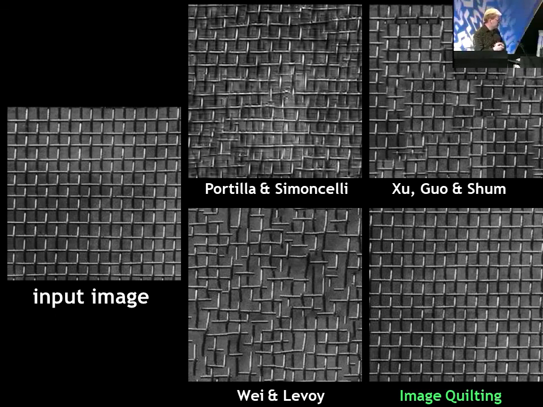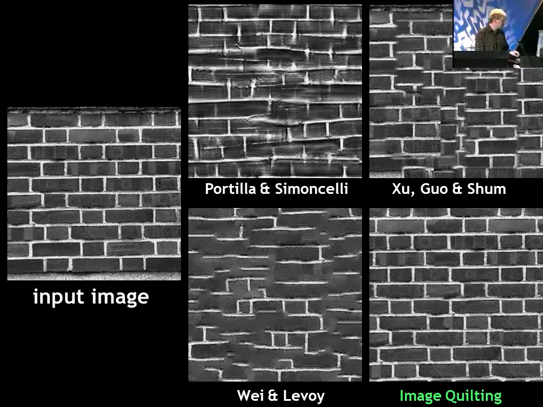Let's compare the results with the previous algorithms for texture synthesis. The input image is on the left, and then we have Simoncelli and Portilla, and the chaos mosaic work, and the Wei and Levoy work, and then image quilting. The Efros and Leung work is not shown here, but it's essentially the same as image quilting, except it's much slower. Okay, so this is a Brodatz texture patch. This is another structured one. So of course, for non-structured textures, the differences are not that striking.